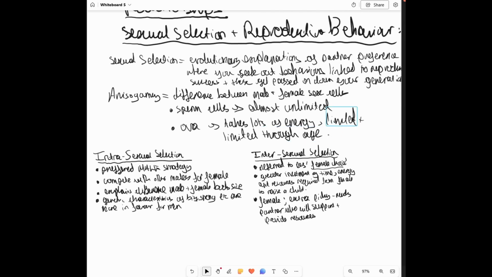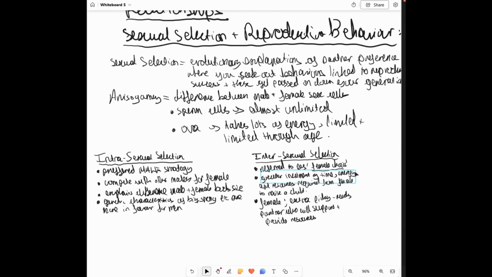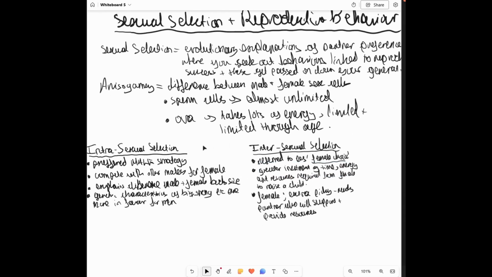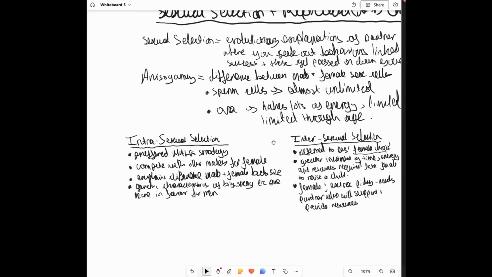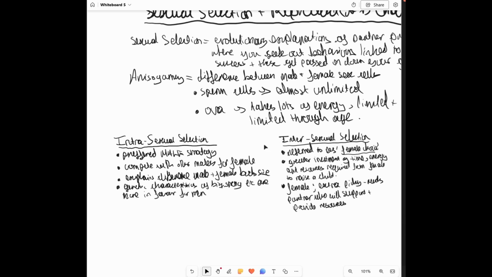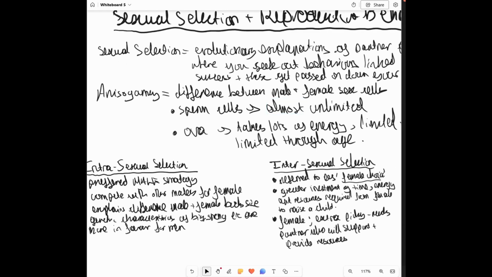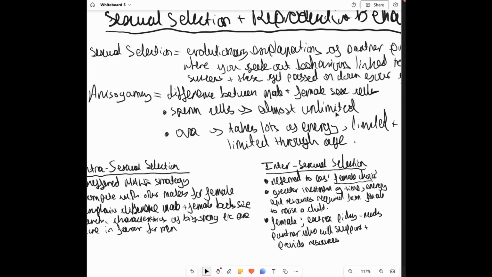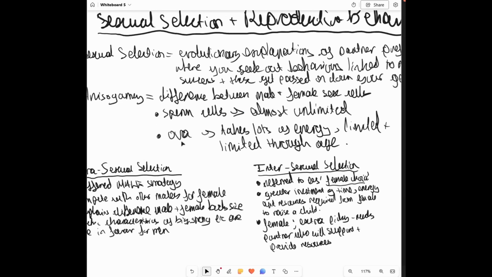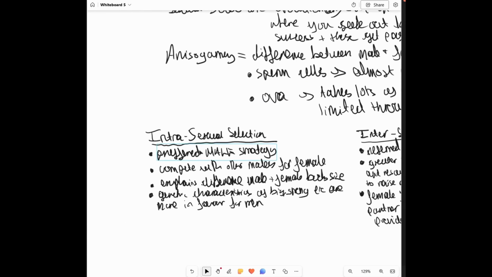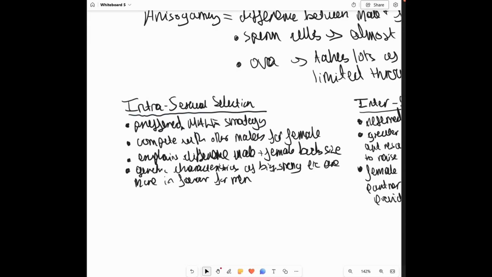Basically, by limited, I mean there's only a few eggs, and through age you get less and less fertile. So basically this explains the reasons for, and supports the idea that males, well, you're going to see it right now, intrasexual selection. Basically it's the preferred male strategy, apparently.